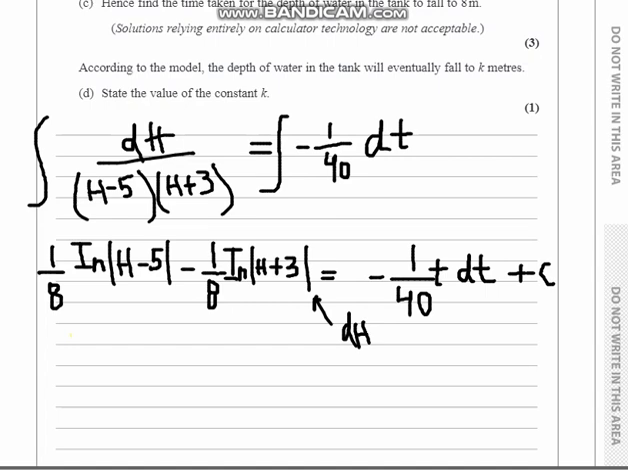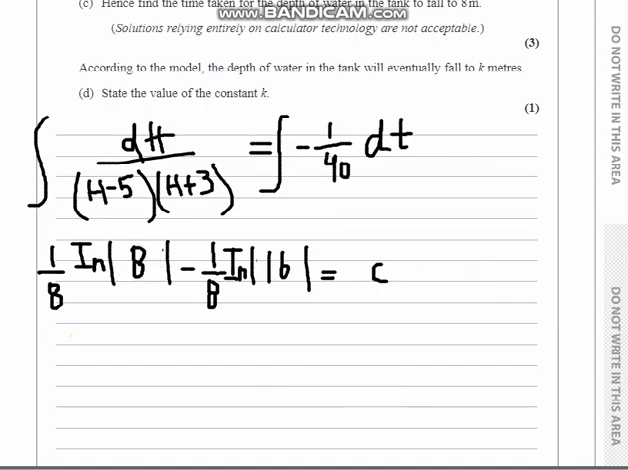Now, if you remember, they said that when t is equal to 0, the depth of the water tank will be equal to 13. So h is equal to 13. And now we can just substitute these values to find c. There you go. When I plug t equal to 0, I get 0. And when I plug h as 13, I get 13 minus 5 as 8 and 13 plus 3 as 16.